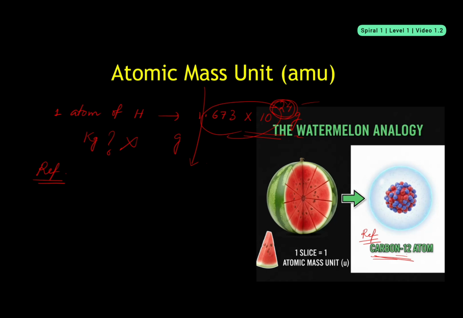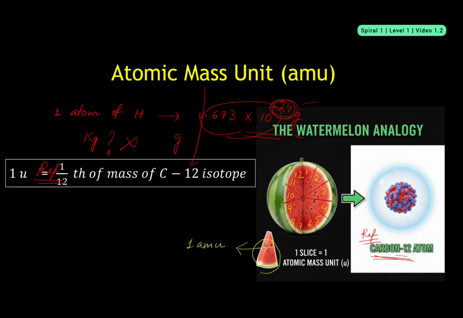To make you understand this in the simplest way possible, we are going to compare it to a watermelon. Just consider that one atom of carbon 12 is a watermelon. Now suppose I divide this watermelon into 12 equal parts. Do we have 12 equal parts here? Let's count. 1 2 3 4 5 6 7 8 9 10 11 and 12, isn't it? There are 12 parts. Now if I divide this watermelon into 12 equal parts and I take one slice out of it, that is exactly what one atomic mass unit is.